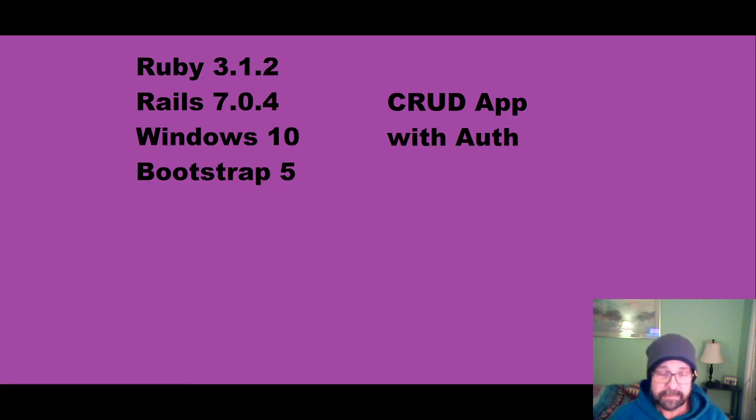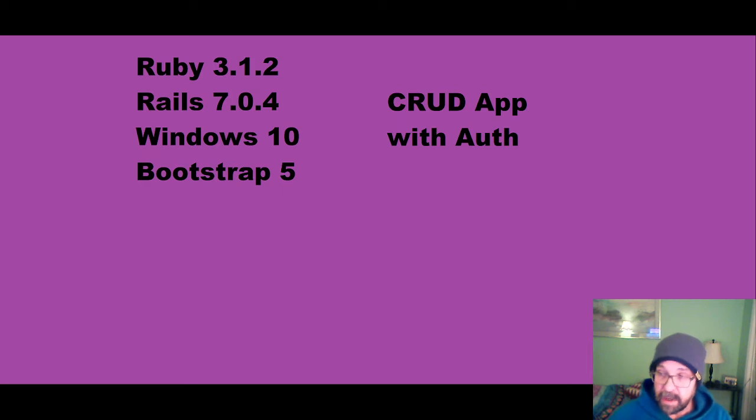Okay, people. So here's the plan. We're going to make a Ruby on Rails CRUD app, complete with authentication. As you can see up here, the current versions I'm using: I'm on Windows 10, Ruby 3.1.2, Rails 7.0.4. We're going to be using Bootstrap 5. We're going to make a CRUD app that has auth. Nothing too crazy here, pretty much a simple app.